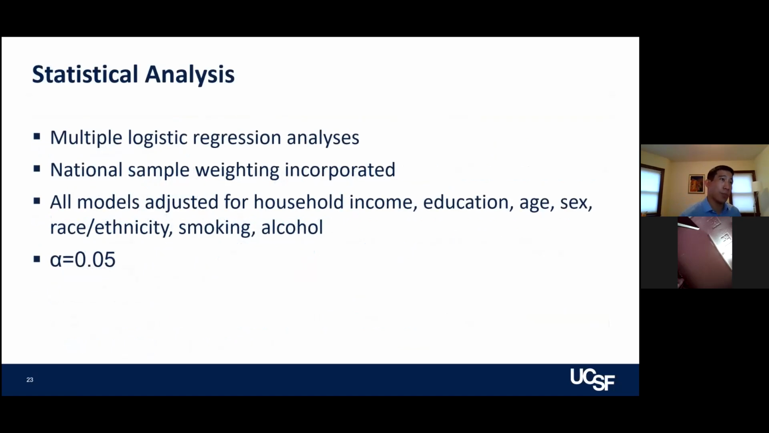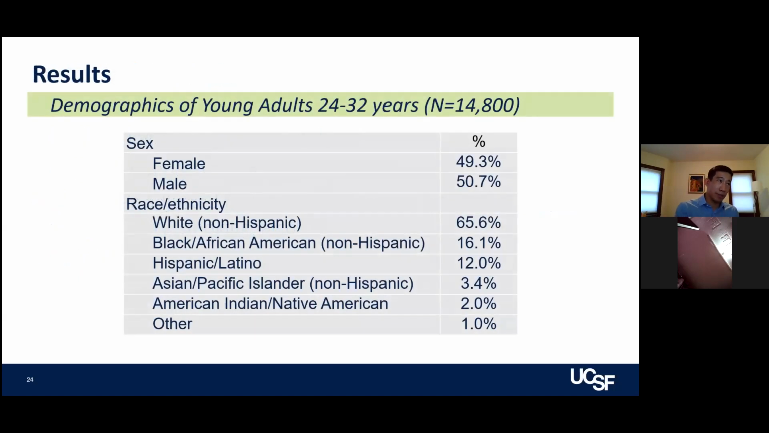Most of those were from self-report. And then we just conducted some logistic regression analyses that incorporated sample weighting so that they could be representative estimates of the whole US. And then we adjusted for potential confounders like education, income, age, sex, race, ethnicity, smoking, and alcohol. So this is just to say that these are associations with food insecurity and these health outcomes, even independent of income and education and those other factors.